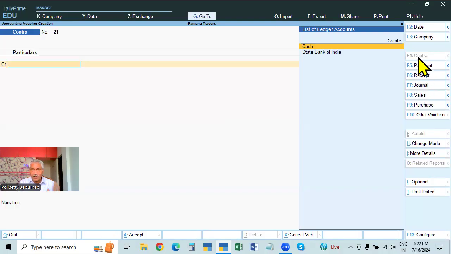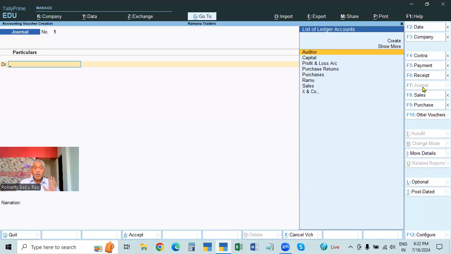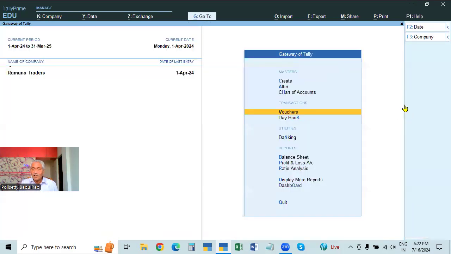And journal is also an accounting entry. But in the journal, we can use only double entry. Single entry we cannot use in the journal, meaning the manual journal. That is why change the mode, Control... It is not working. It is disabled, meaning we cannot change it to single entry. Only double entry we have to use. So journal we will take up later.